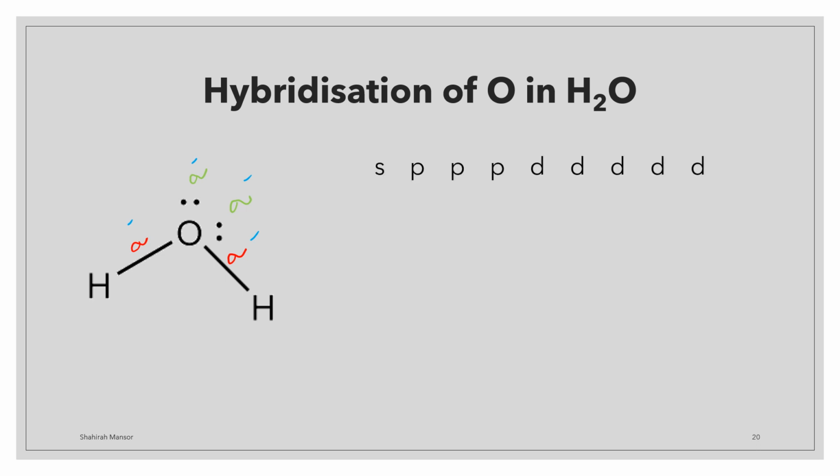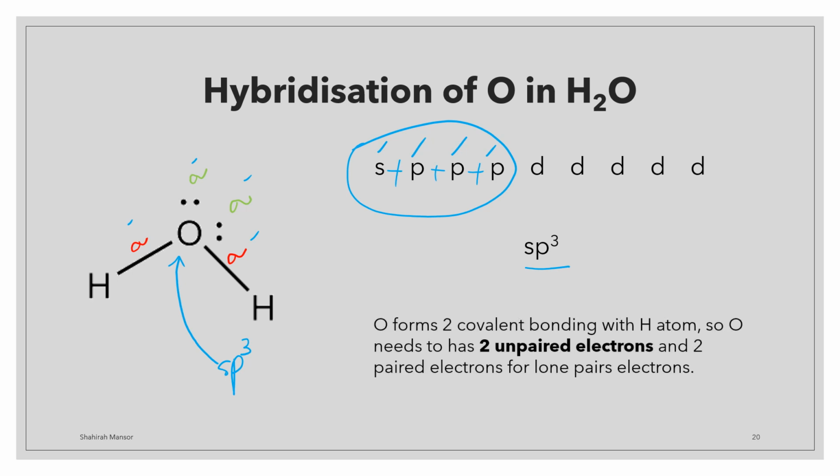Okay, kita akan susun di sini. Seeing that we have 4 sigma, so 1, 2, 3, 4. So gabungan antara 1s and 3p orbitals, kita akan dapat sp3 hybrid orbital. So oxygen here will have sp3 hybrid orbital. So from the Lewis structure, kita dapati bahawa oxygen forms 2 covalent bonding with hydrogen atoms. So oxygen needs to have 2 unpaired electrons untuk this bonding dan 2 pasang elektron lagi adalah untuk lone pair electrons.